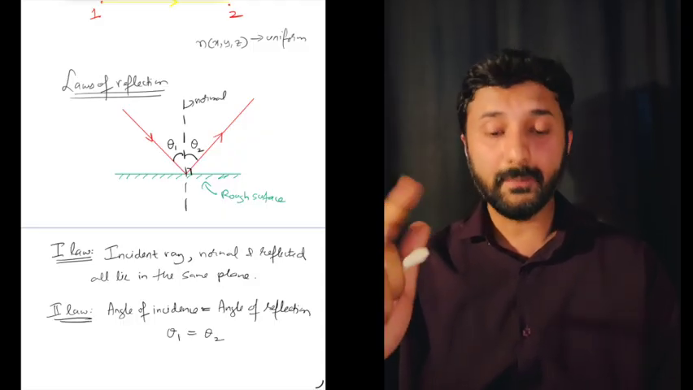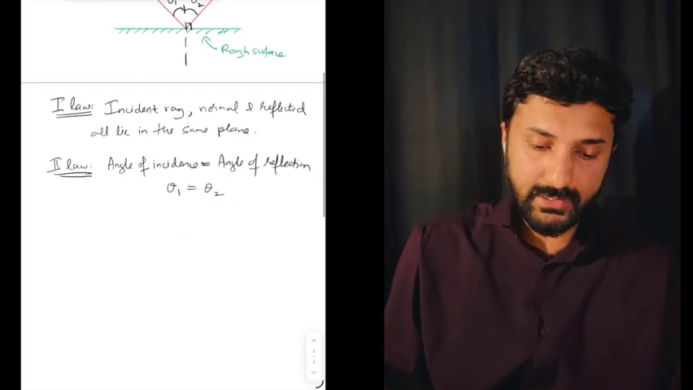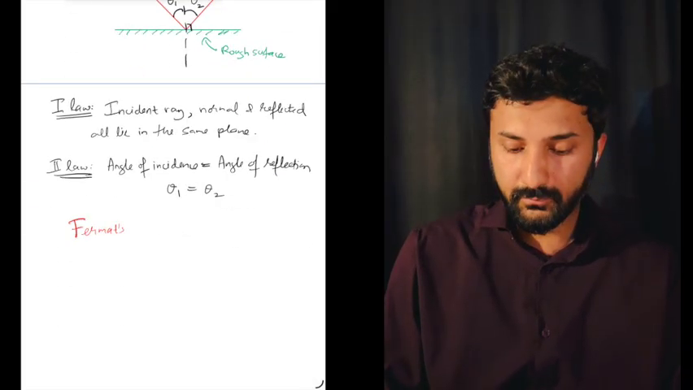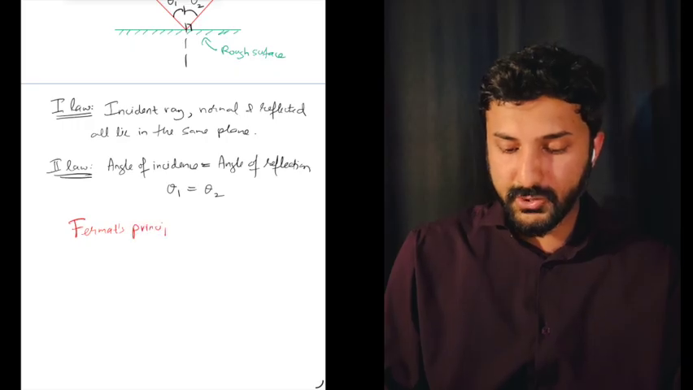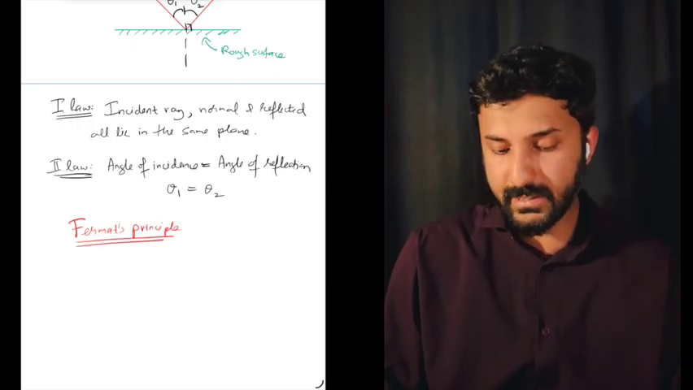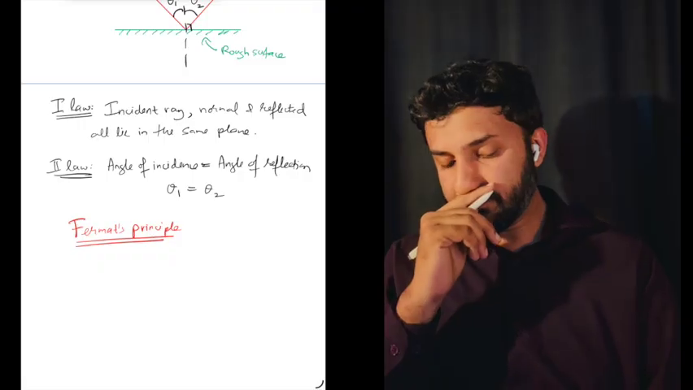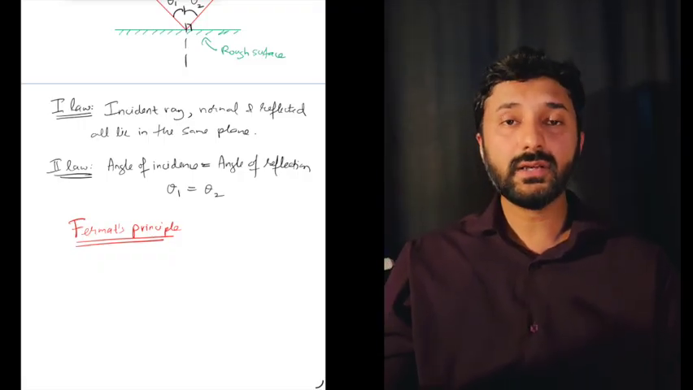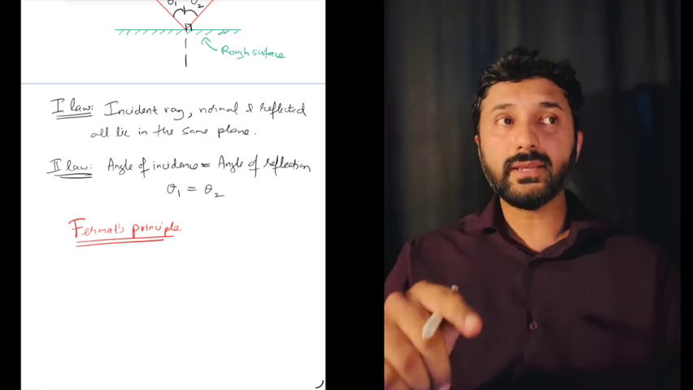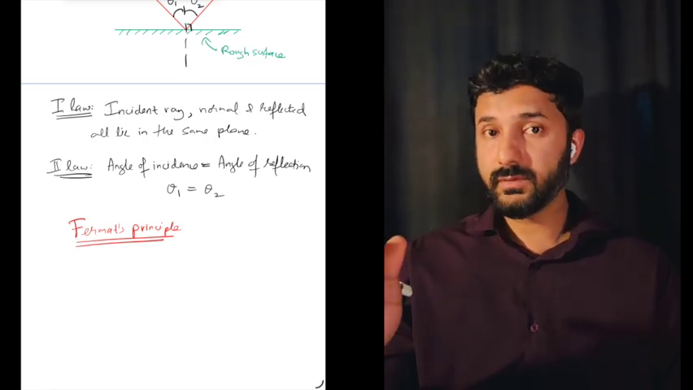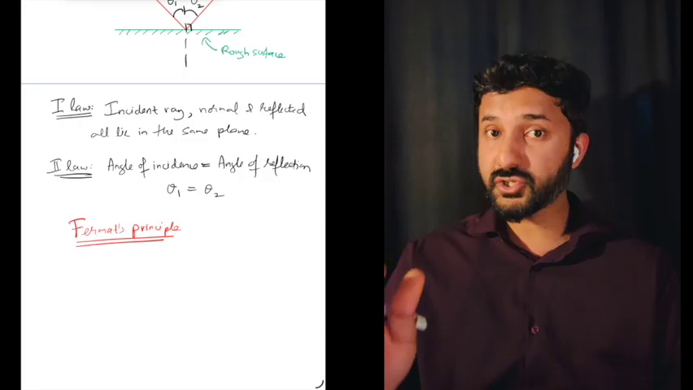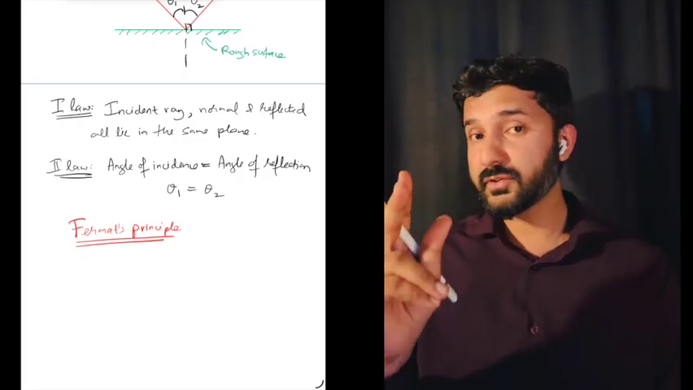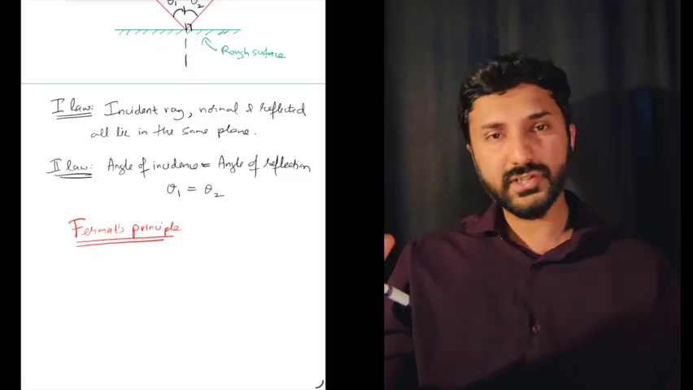Now, what does Fermat say? Let's consider Fermat's principle. Fermat's principle claims that the path that light takes from one point to another point will always be the quickest path. It may not necessarily be the shortest path, but it most certainly will be the quickest path. So there's a small difference between shortest path and quickest path.